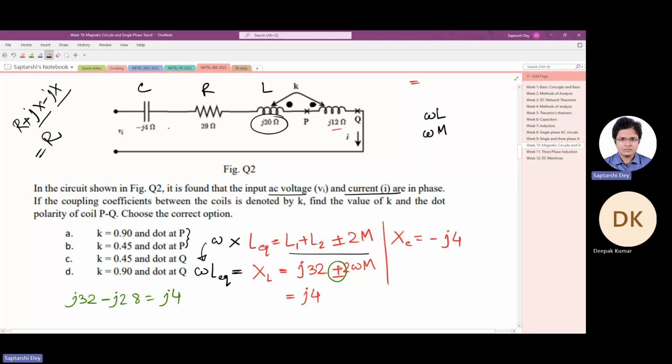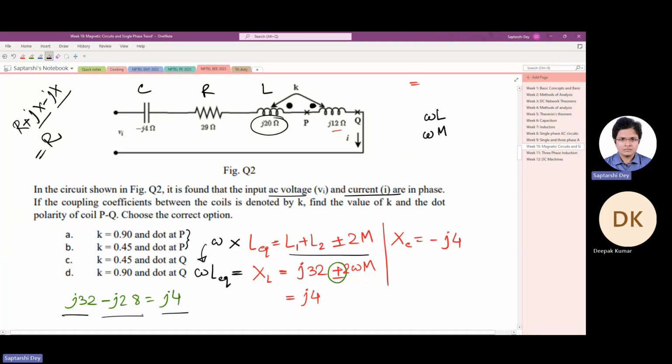Now the capacitor they have given us is minus j4. So the mutual inductance between these two coils has to be such that the equivalent of the whole coupled inductor is equal to j4 ohm. Then only it will exactly cancel the capacitive reactance and we will have resonance in the circuit. XL is equal to XC in case of resonance. So j30 plus 2 omega M has to be j4. Now you see j32, it has to be j4, so the other member has to be minus j28.